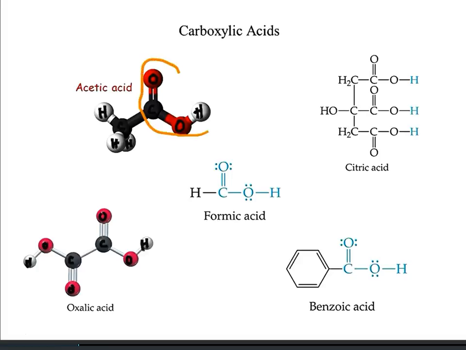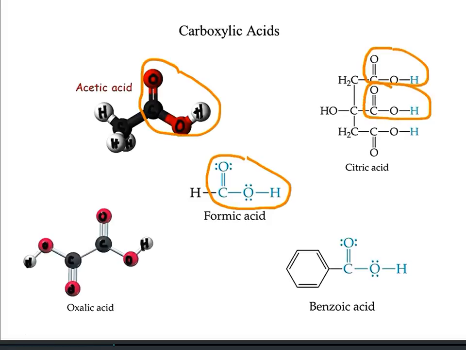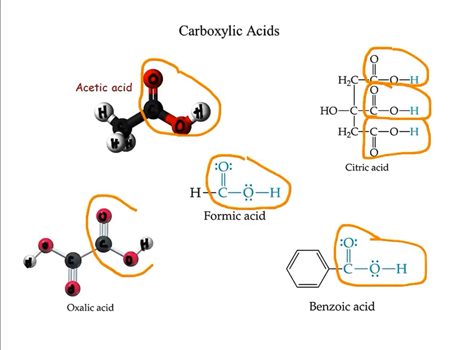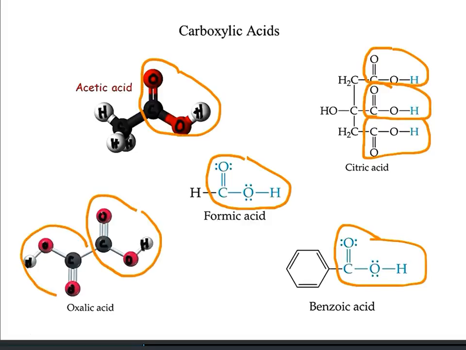is this COOH group. So there's a C double bond O attached, and then also attached to the carbon is an OH group, or a hydroxyl group. And so this group, I'm circling all of the carboxylic acid groups. Citric acid is known as a tricarboxylic acid. Oxalic acid is a dicarboxylic acid, so you can see there's two COOH groups connected to each other. The rest of these are all monocarboxylic acids.